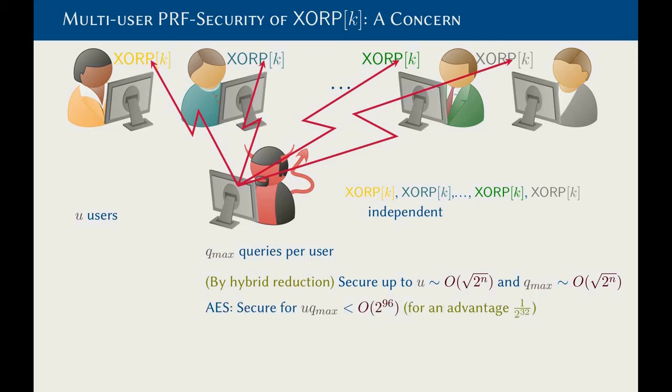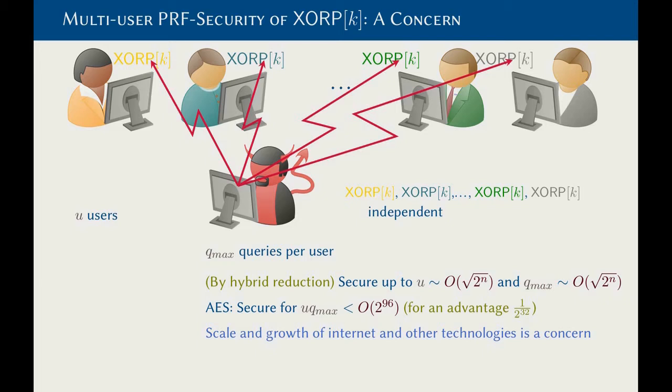Now, for the specific case of AES, which has a block length of 128 bits, it can be argued that it is secure when the product U times Q max is of the order 2 to the 96, assuming that the advantage is of the order 1 over 2 to the 32.